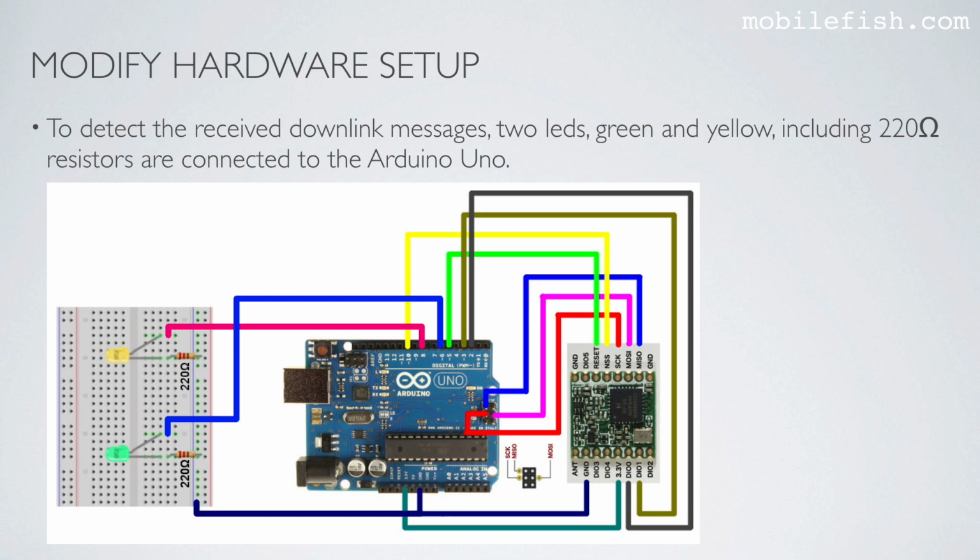To detect the received downlink messages, two LEDs, green and yellow, including 220 ohm resistors, are connected to the Arduino Uno, as you can see over here. This setup is the same as in tutorial 22. In this tutorial, I only added two LEDs with resistors.